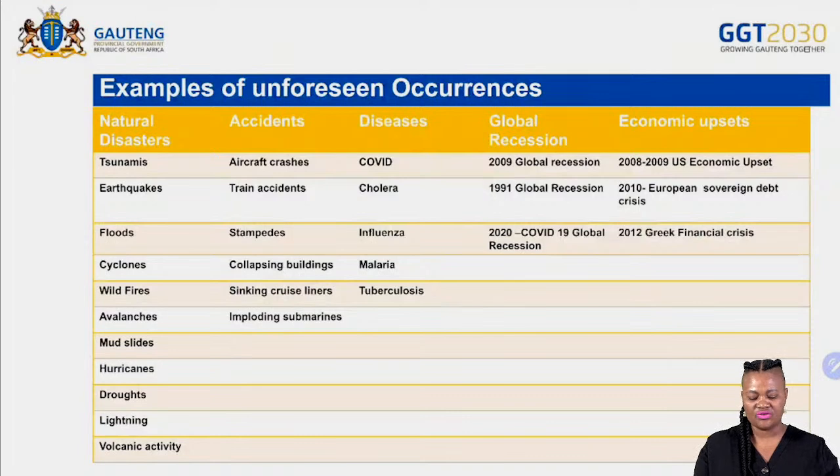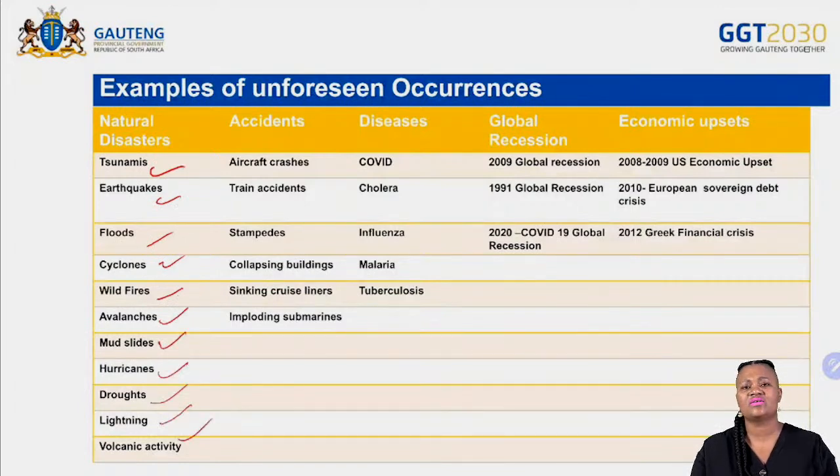So over there we've got natural disasters, accidents, diseases, global recession, and economic upset. So we can see that this table is actually categorizing them. When we refer to natural disaster, it could be anything that relates to tsunamis, earthquakes, floods, cyclones, wildfires, avalanches, mudslides, hurricanes, droughts, lightning, volcanic activity, which would be classified as a natural disaster. Anything that has got to do with accidents, aircraft accidents, train accidents, stampedes, collapsing buildings, sinking cruise liners, imploding submarines, that is also regarded as an unforeseen occurrence, but it's an accident.